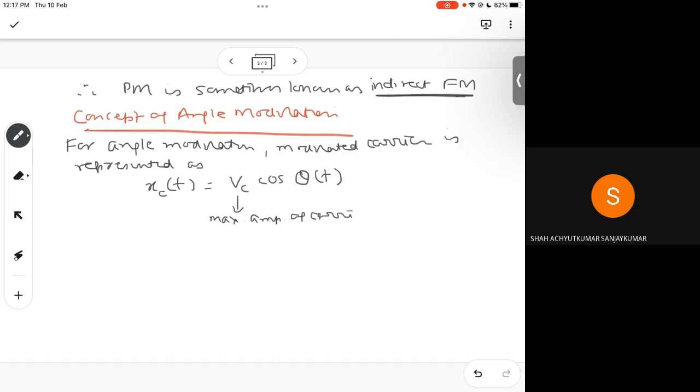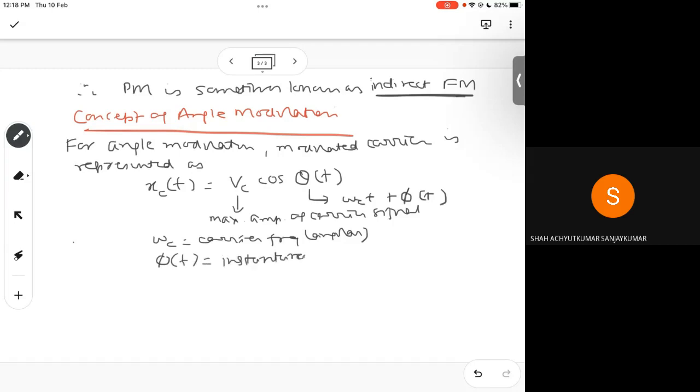It remains the same, but now we will not vary this parameter. We have to vary this one, and theta(t) is equal to omega_c t plus phi(t). That we have seen. So omega_c is your angular carrier frequency, and phi(t) we call the instantaneous phase deviation, or phase angle.